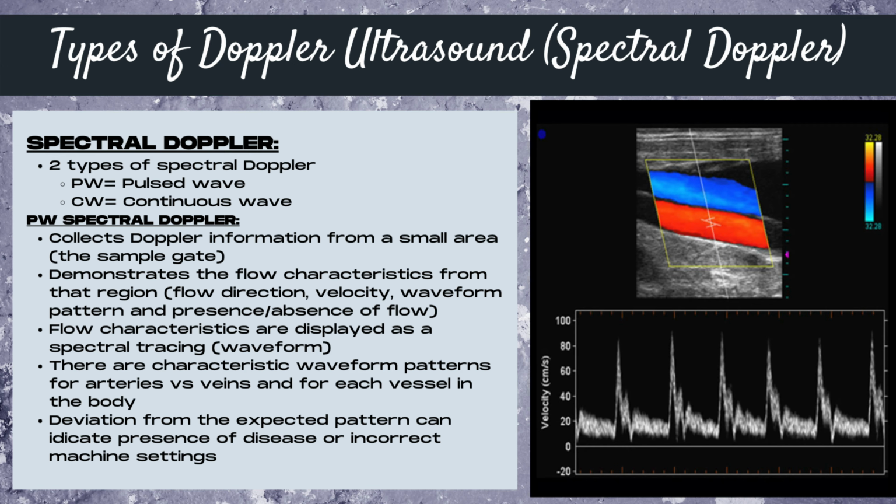And the flow characteristics are the flow direction, velocity, the waveform pattern, and the presence or absence of flow. And these flow characteristics are displayed as a spectral tracing or waveform on the ultrasound image. And there's characteristic waveform patterns for arteries versus veins and for each vessel in the body. And any deviation from the expected waveform pattern can indicate the presence of disease or indicate incorrect machine settings.